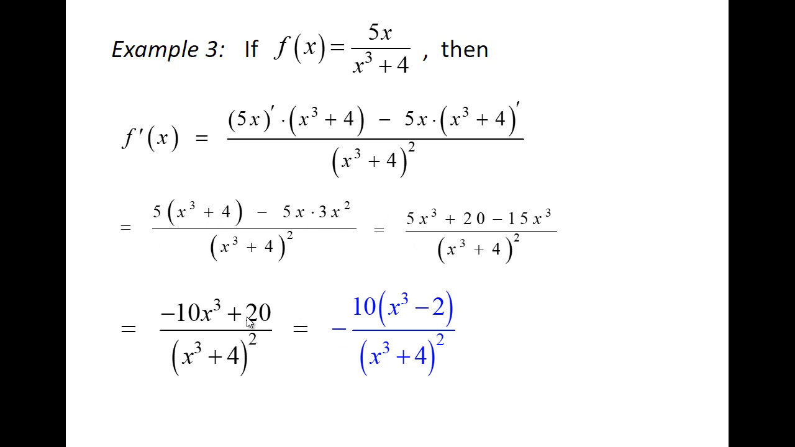In the numerator, notice that I can factor out a 10. In fact, I'm factoring out a negative 10, and if I do that, then I get negative 10 times x cubed minus 2, divided by x cubed plus 4 squared. So that's the derivative of this function, which we found by using the quotient rule.